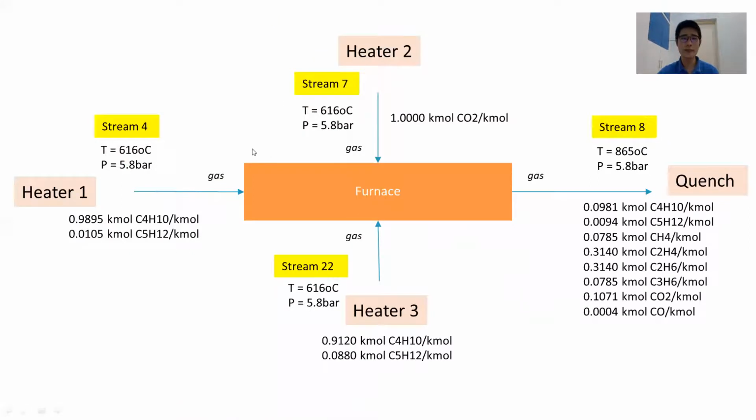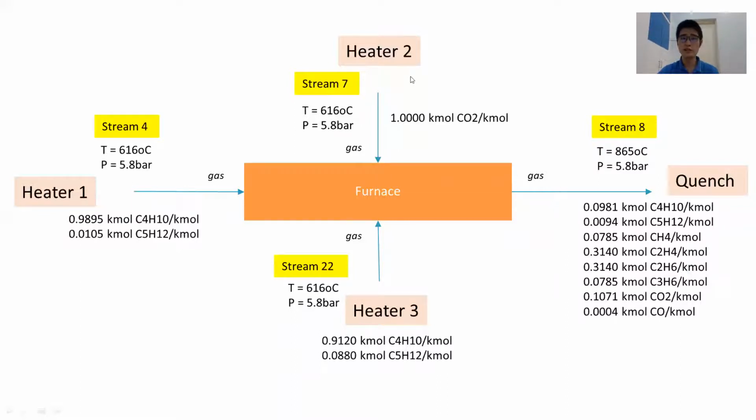So for the furnace, as I said just now, heater 2 is for the carbon dioxide gas entering the furnace. Heater 3 will be connected from the depropanizer. Heater 1 will be connected from the debutanizer.